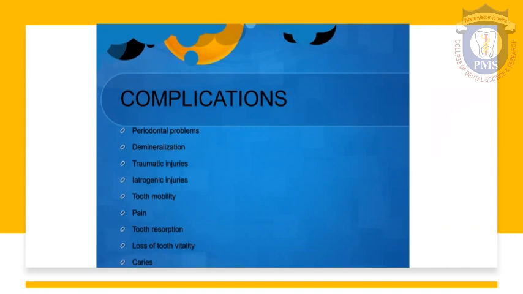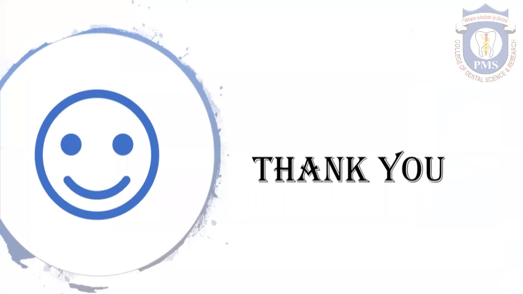Now, to conclude, the complications associated with the fixed orthodontic appliances are periodontal problems, demineralization, traumatic injuries, iatrogenic injuries, tooth mobility, pain, tooth resorption, loss of tooth vitality, and caries. So all this can accompany fixed orthodontic appliance system if we don't take proper care or if we don't maintain good oral hygiene. Okay, so that comes to the end of fixed orthodontic appliance system.